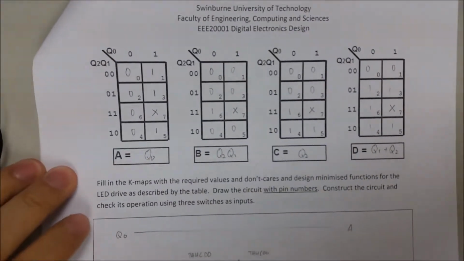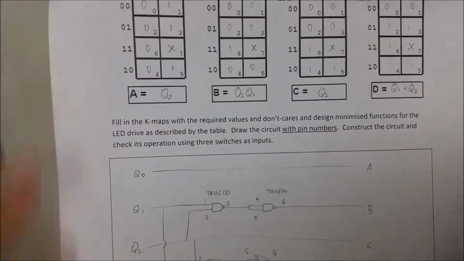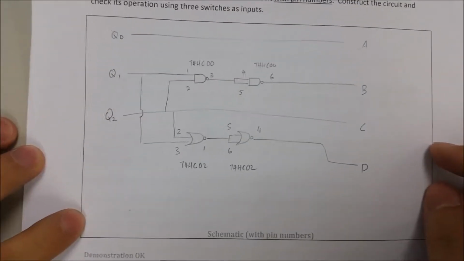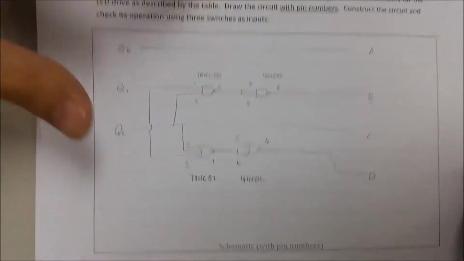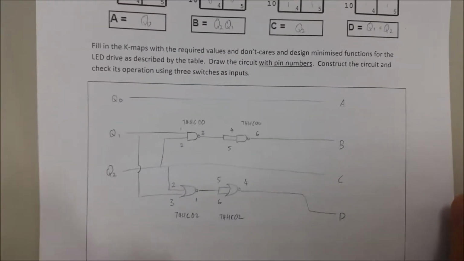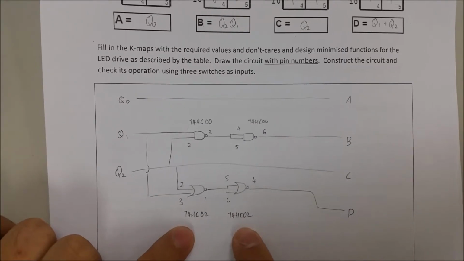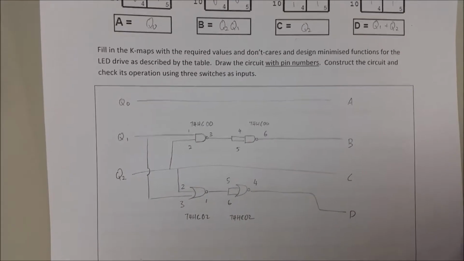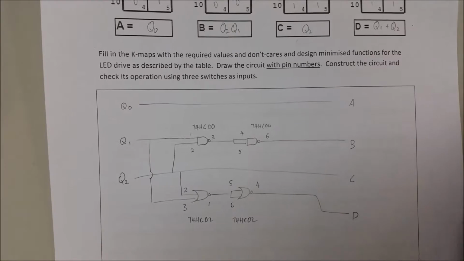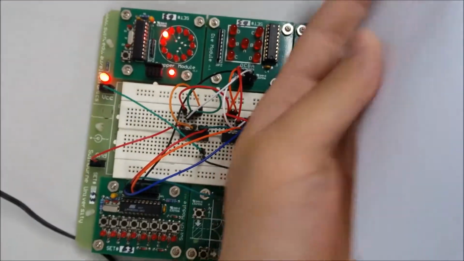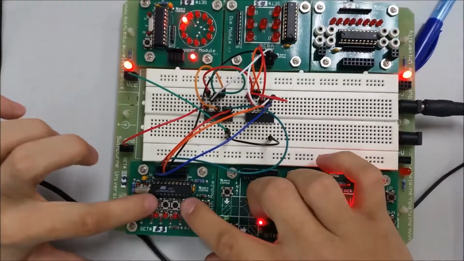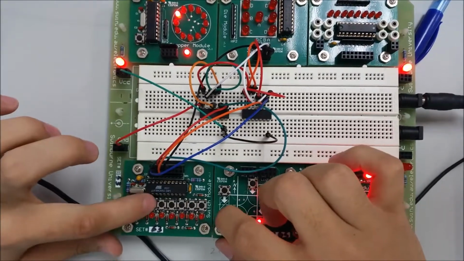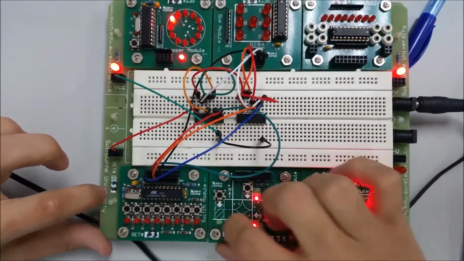This is the schematic produced from the previous table. This will be the circuit that we will implement. We are using 2 NAND gates, which is the 74HC00, as an AND gate for the B output. We are using two NOR gates, which is the 74HC02, as an OR gate for the D output. This is our circuit. These are the 3 inputs, Q2, Q1, Q0 as in the table.